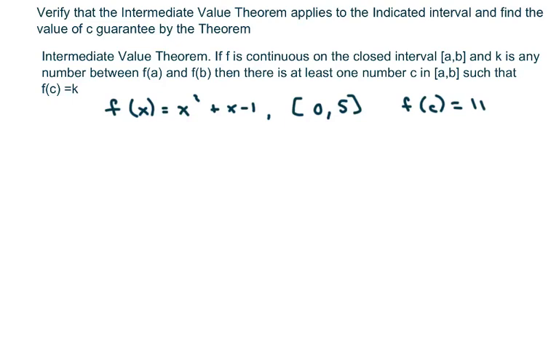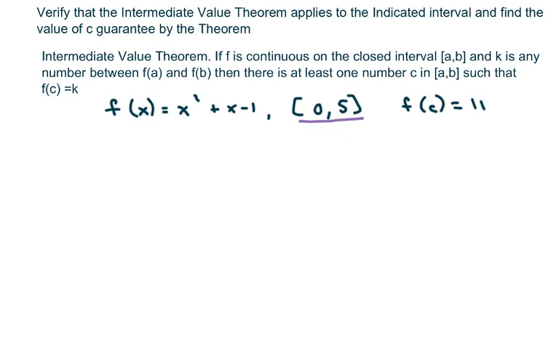Hi everyone, we're going to verify that the intermediate value theorem applies to the indicated interval and find the value of c guaranteed by the theorem. The intermediate value theorem says if f is continuous on a closed interval, such as we have here, and k is any number between f of a and f of b, then there's at least one number c in [a, b] such that f of c equals k.